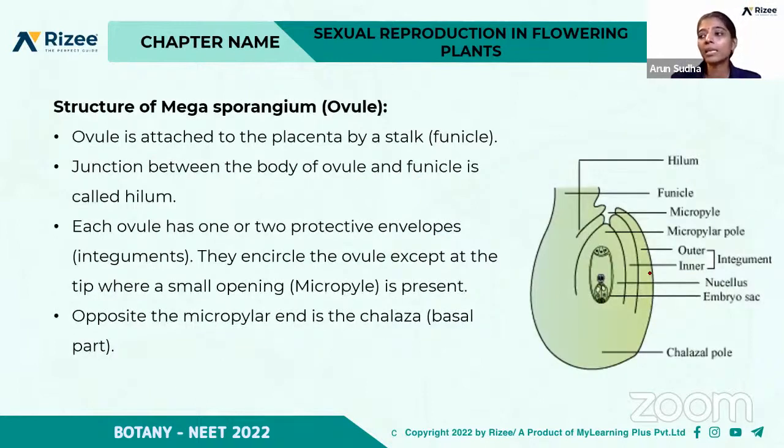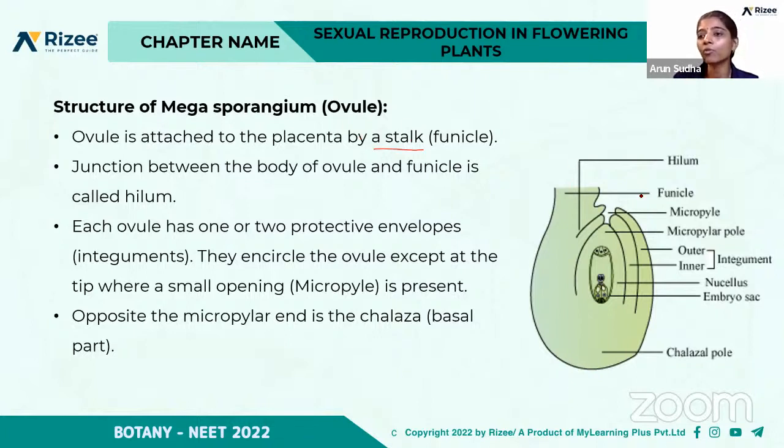So next we'll see about the structure of the ovule. So this is the structure of the ovule. If you see the structure, the ovule is attached to the placenta by a stalk. Where the ovule is located, it is present in the ovary. So it is attached to the placenta by a stalk.